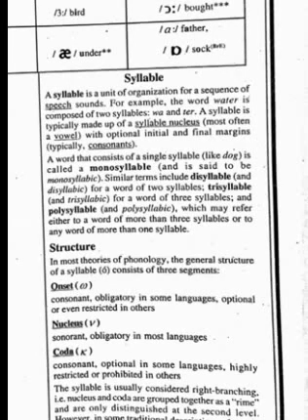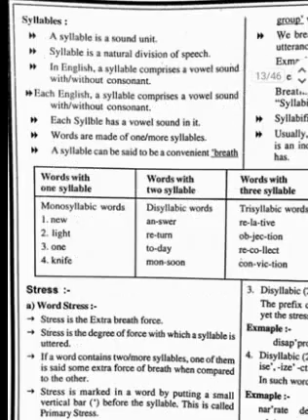Syllable. A syllable is a unit of organization for a sequence of speech sounds. For example, the word water is composed of two syllables, wa and ter. A syllable is a sound unit. A syllable is a natural division of speech. In English, a syllable comprises a vowel sound with or without a consonant.